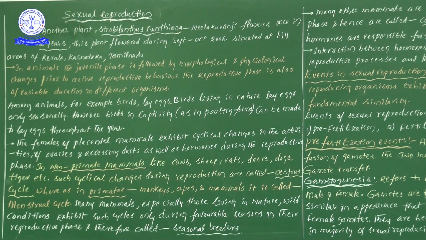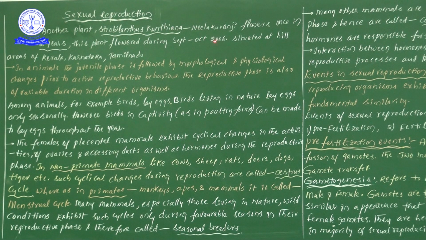This particular plant produces flowers only once in every 12 years. This is an important point, so don't forget it. Even though it is a well-known point, why have I written it? Sometimes they ask from the NEET examination point of view. Suppose they ask about September to October 2006, October to November 2006, or November to December 2006, then the proper answer must be in our mind. That's why I didn't leave out even the months.